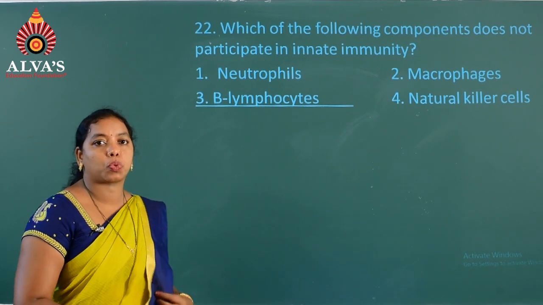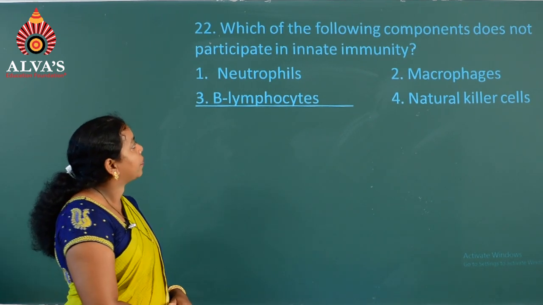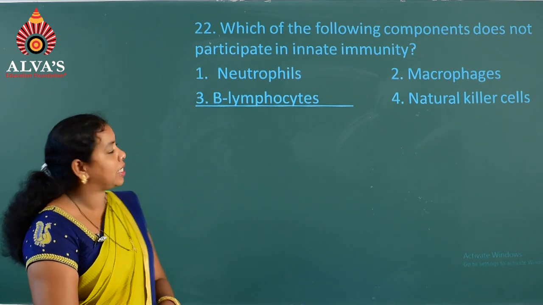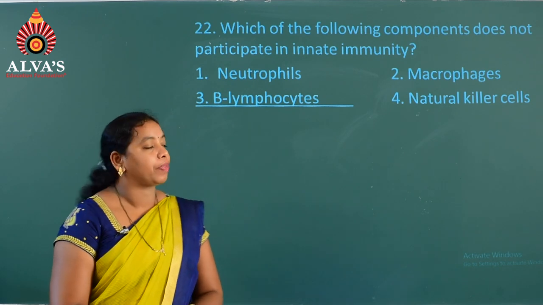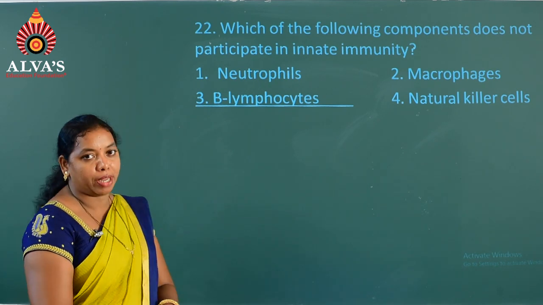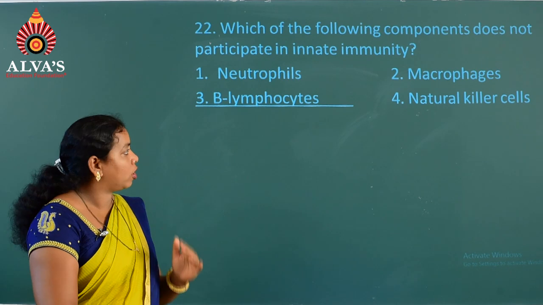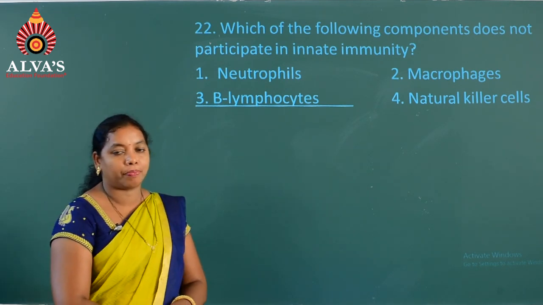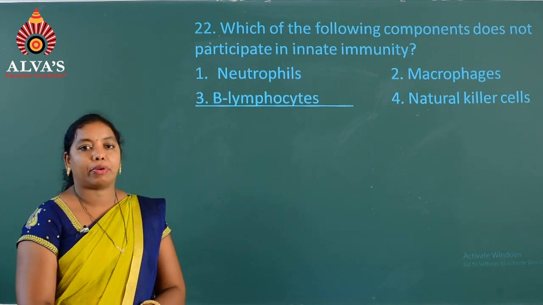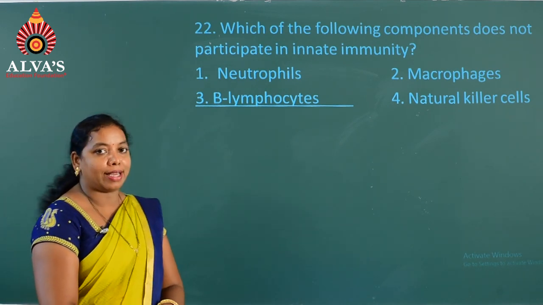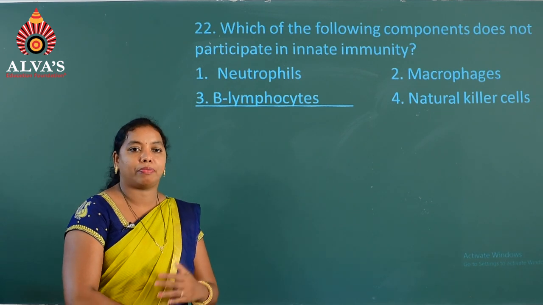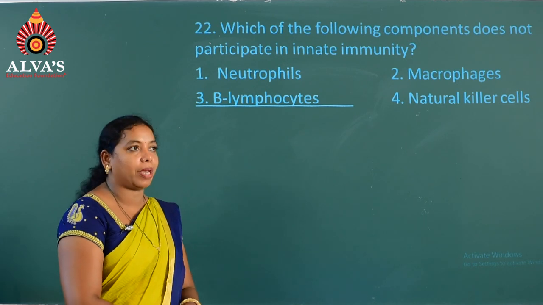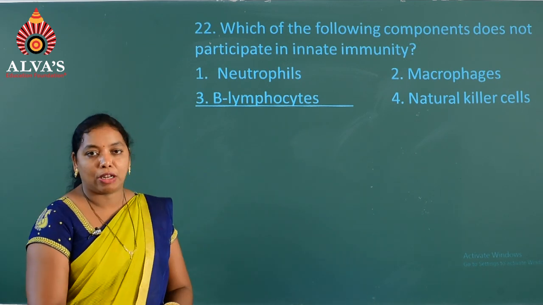Let us discuss the next question, that is question number 22. Which of the following components does not participate in innate immunity? The first one is neutrophil, second one is macrophage, third one is B-lymphocyte, and the fourth one is natural killer cells. We know that there are 4 different types of barriers: the first is physical barriers, second physiological, third cellular barriers. We are considering here the cellular barriers.